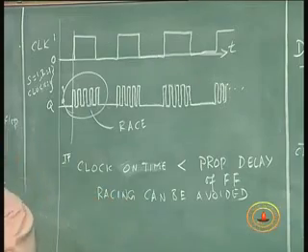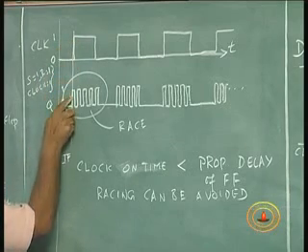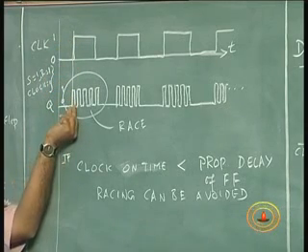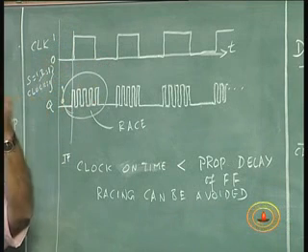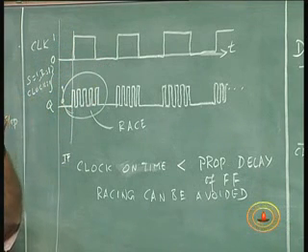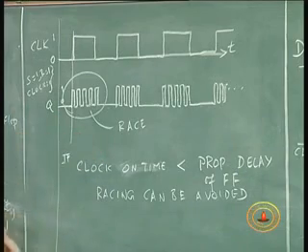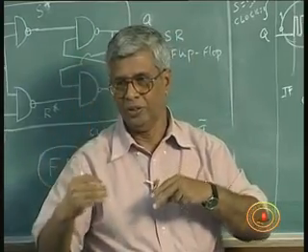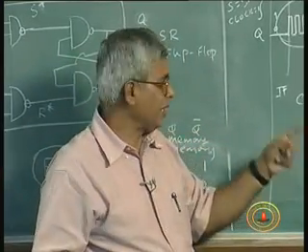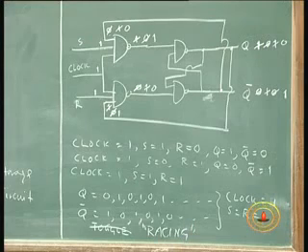If I make my clock on time very, very narrow, less than this propagation delay, and go back to 0, if I can generate a clock like that and use it for my flip-flop, then when the clock is 0, the output will remain constant, when the clock is 1, it changes, and again back and forth it will go. That is an auto-realizing condition. The other condition is to somehow make the change possible only once in a clock period.